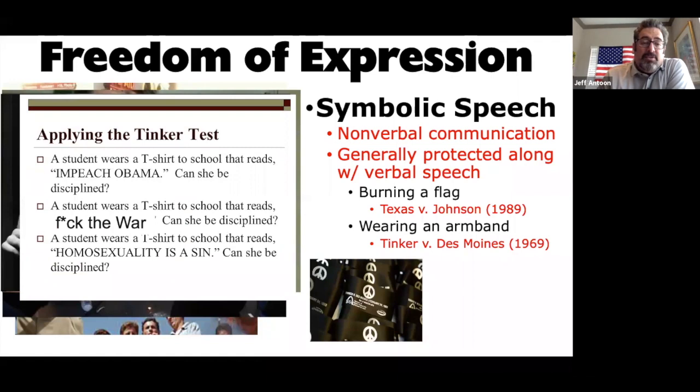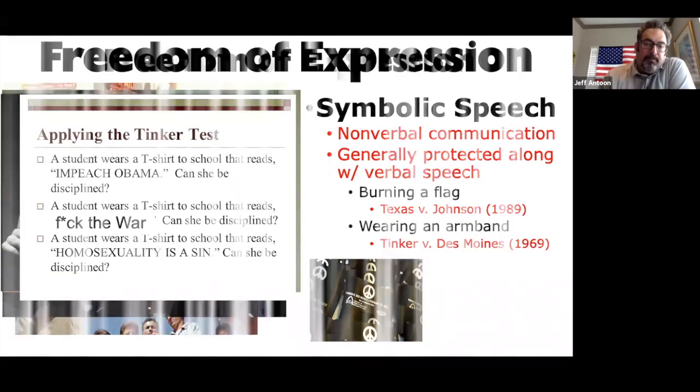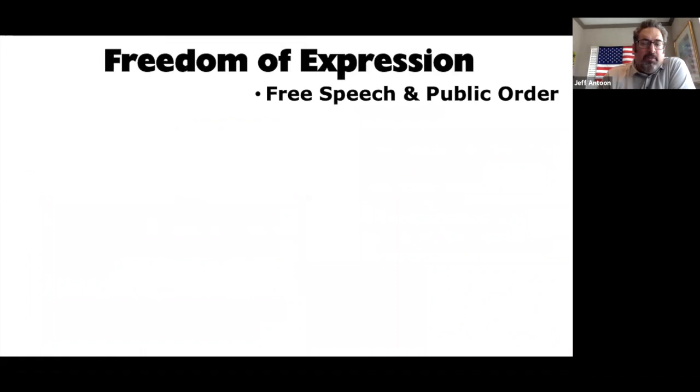And there is a Tinker test. You never have to memorize any of these, but as long as it doesn't incite any type of commotion or violence in your school, you can wear those symbols of symbolic speech. So let's look at some of the other things that you can do with this.